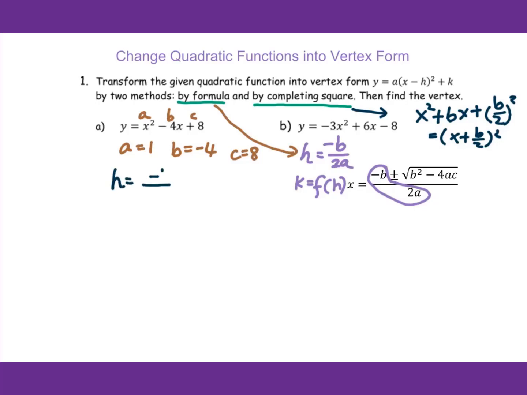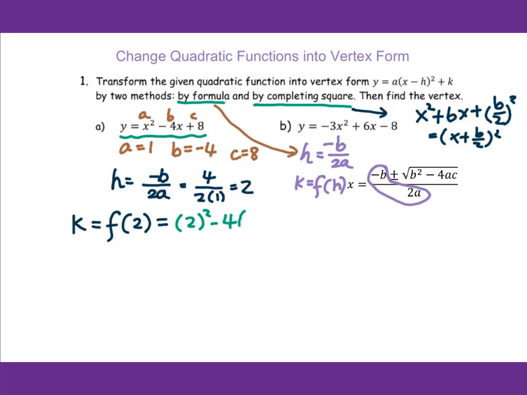h equals negative b over 2a. Negative b means the opposite of b. That's positive 4. 2 times 1 equals 2. So f of 2 equals, that's your k. Plug 2 into this function. You get 2 squared minus 4 times 2 plus 8. You get 4. So I know h equals 2, k equals 4.